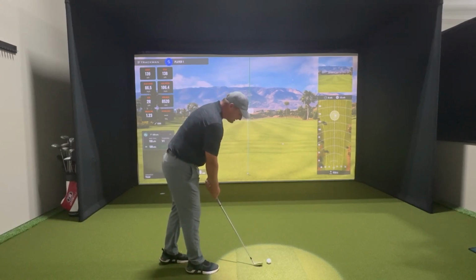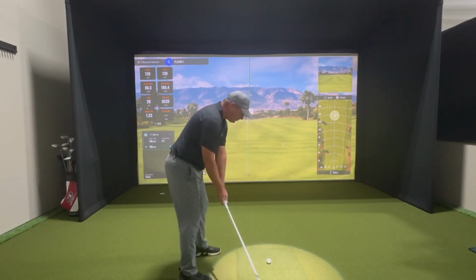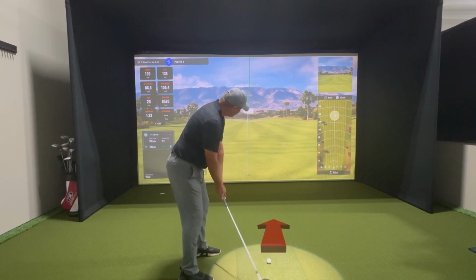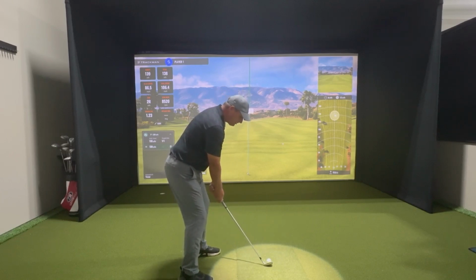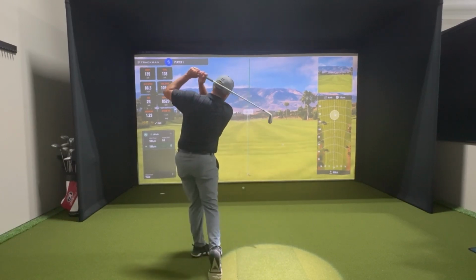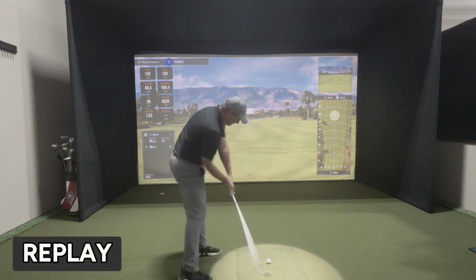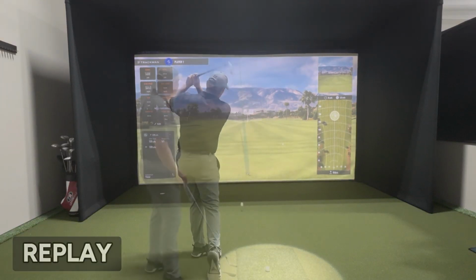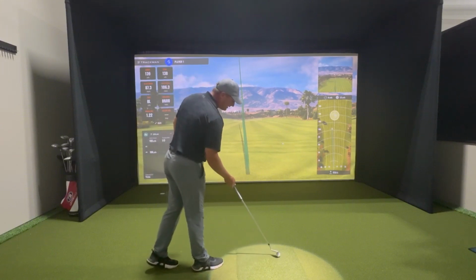Want to be more consistent. So get set up, waggle once, look, waggle twice, look, set it down, and go. Ooh, that one felt like a pull. It sure did. Okay, so I did pull it to the left.